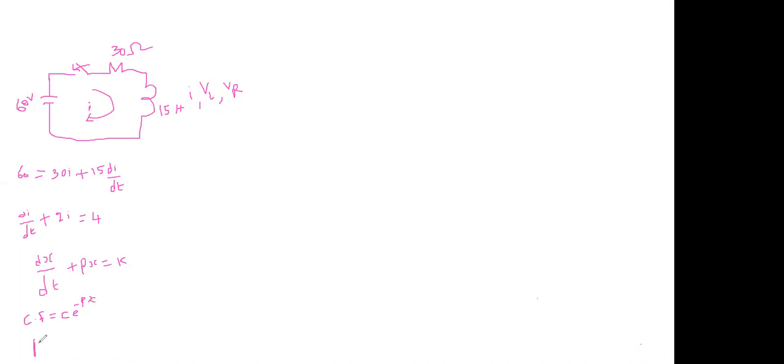Then the particular function or particular integral equal to e power minus pt, the form is like this, e power minus pt, integral of k into e power pt into dt.